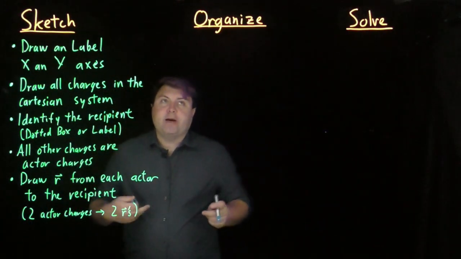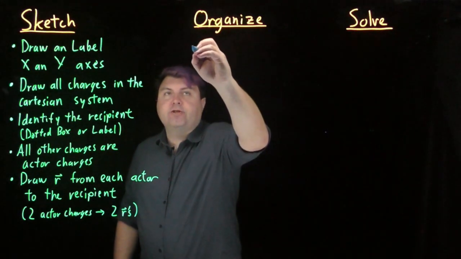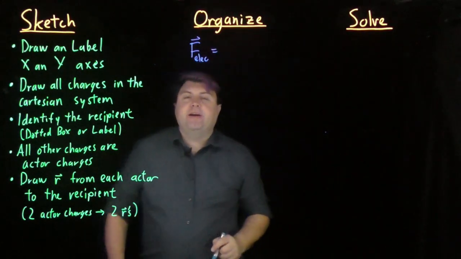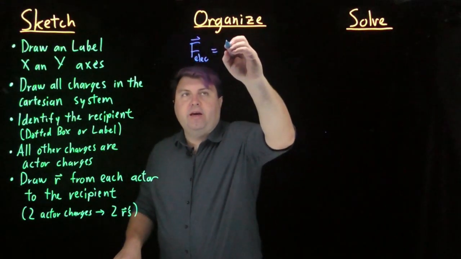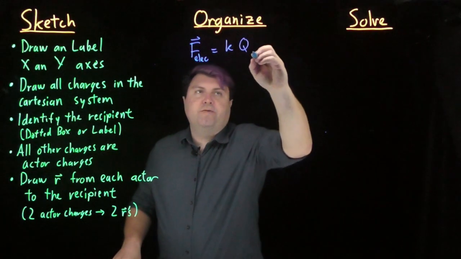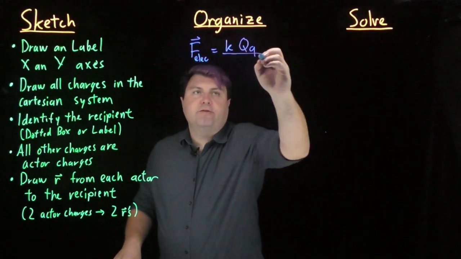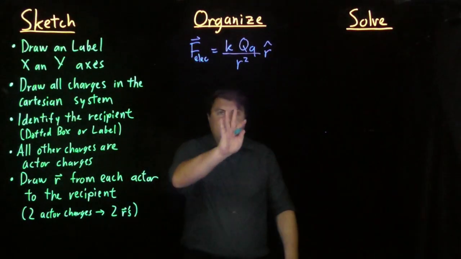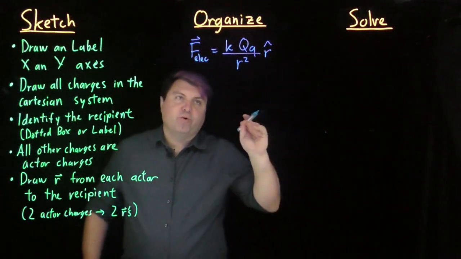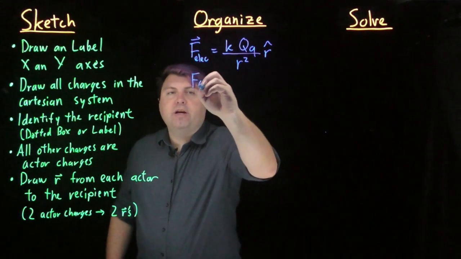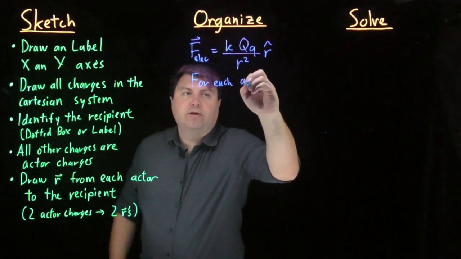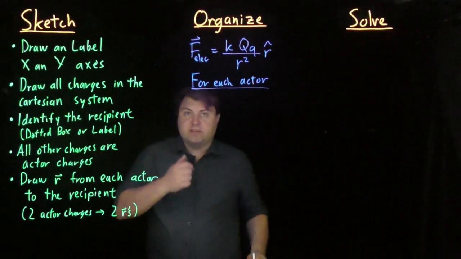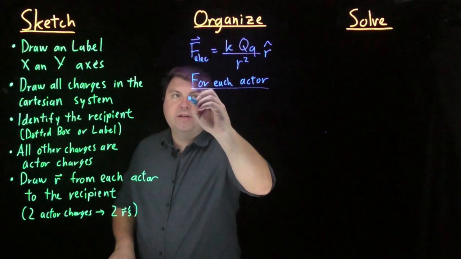For our organize step, what we want to do is, for each actor charge, solve the electric force that they provide. And this electric force is equal to k times the charge of the agent or actor times the charge of the recipient over r squared times r hat, this r hat being, of course, secretly the important part. For each actor charge, we need to identify a couple of things.